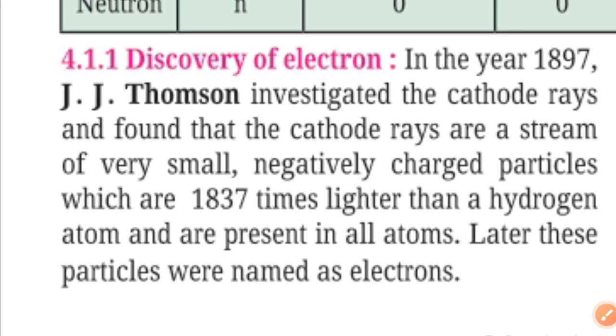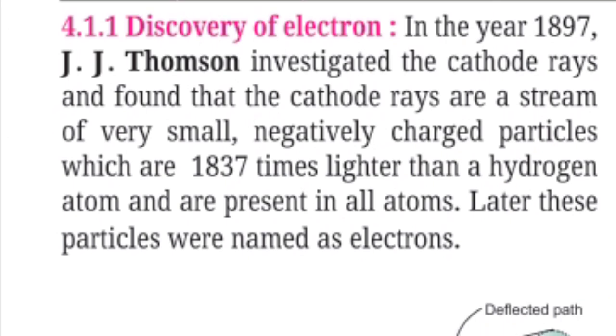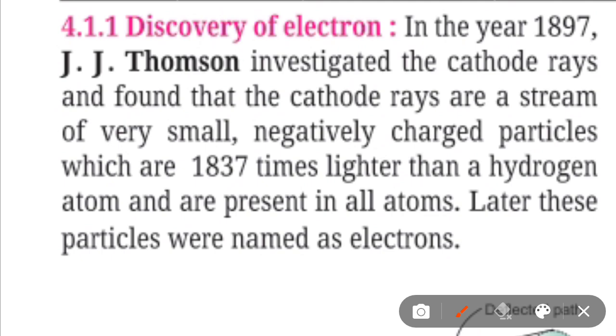4.1.1 Discovery of electron. In the year 1897, J.J. Thomson investigated the cathode rays and found that cathode rays are streams of very small negatively charged particles, which are 1837 times lighter than a hydrogen atom and are present in all atoms. Later, these particles were named electrons.